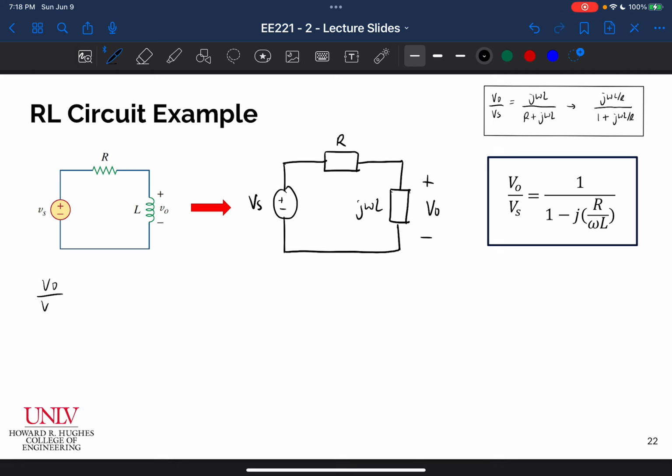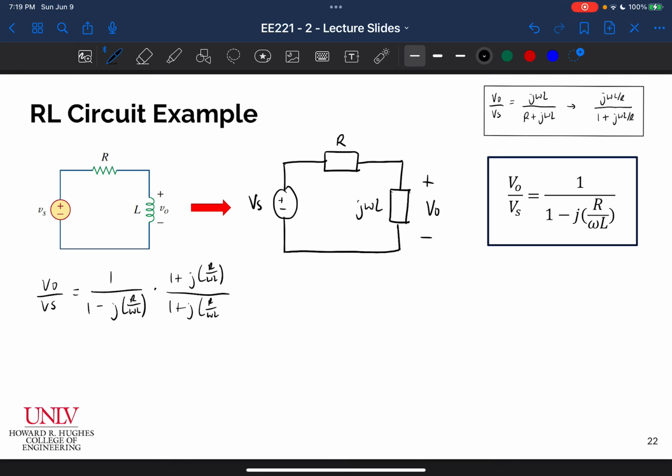this V out over Vs that we found, our transfer function, except we want to multiply the top and the bottom by the complex conjugate to get rid of this j in the denominator and to give us the complex number representation in rectangular form, so that we can then do the phasor equations and find our magnitude and phase for our frequency response. Okay, so let's do that first. Multiply by 1 plus j R over omega L on top and bottom.